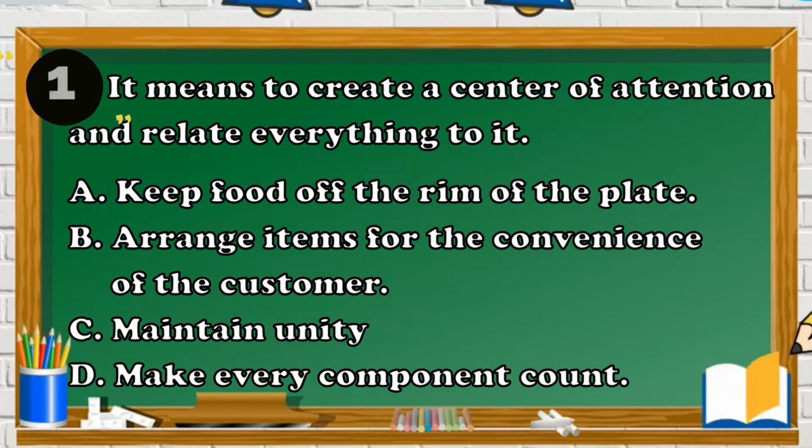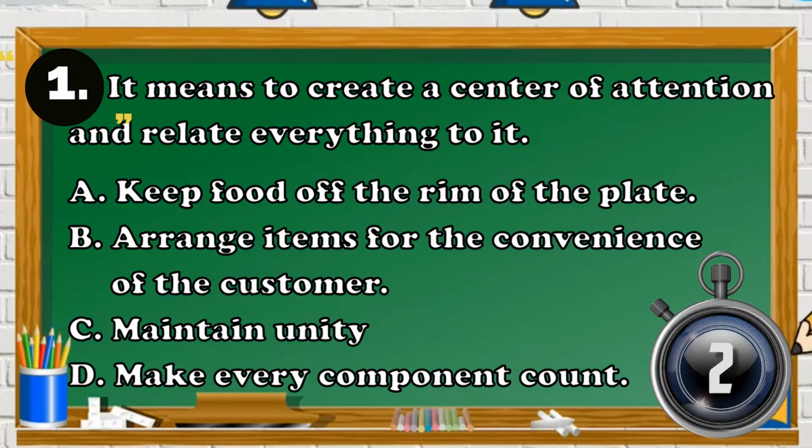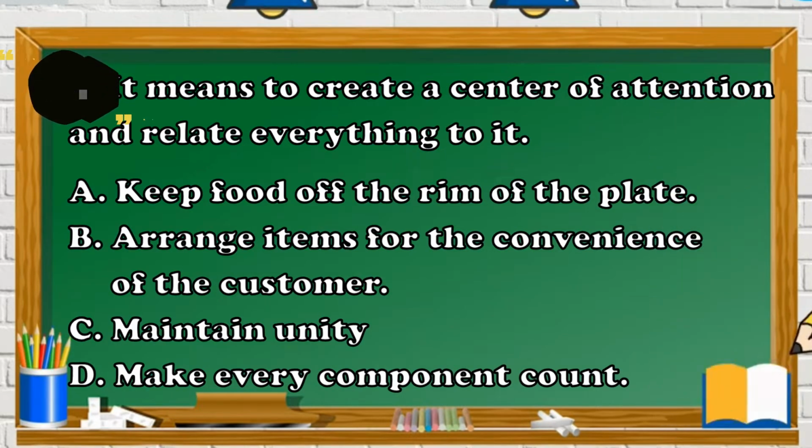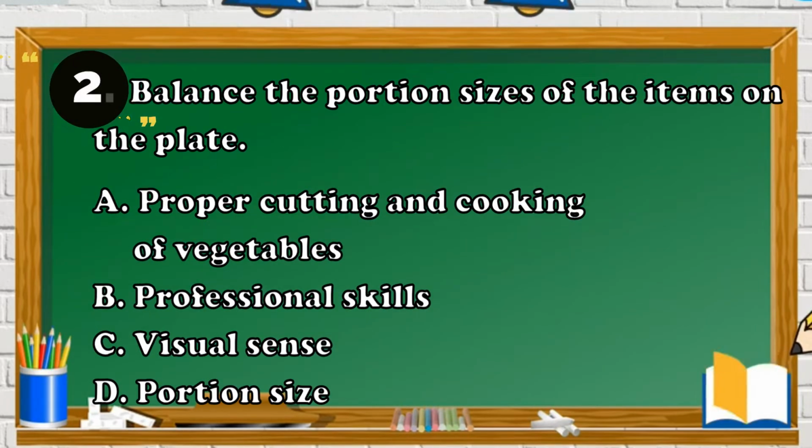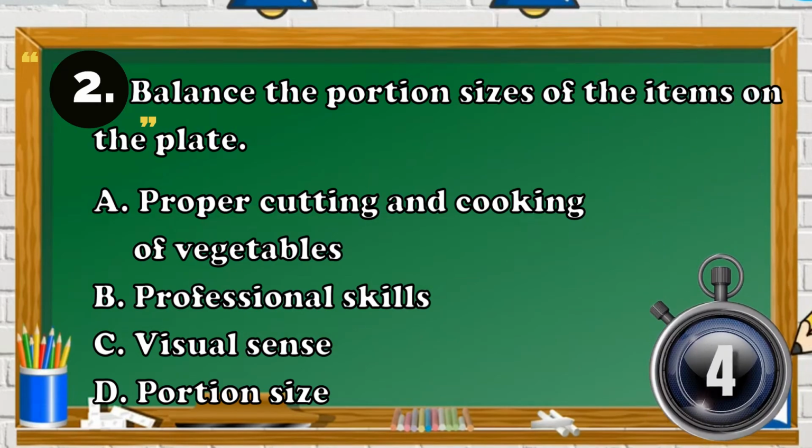Number 1. It means to create a center of attention and relate everything to it. Is it A. Keep food off the rim of the plate? Letter B. Arrange items for the convenience of the customer? Letter C. Maintain unity? Or letter D. Make every component count? Number 2. Balance the portion sizes of the items on the plate. Is it A. Proper cutting and cooking of vegetables? Letter B. Professional skills? Letter C. Visual sense? Or letter D. Portion size?